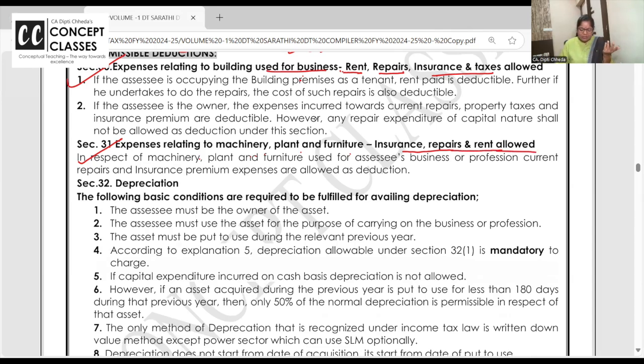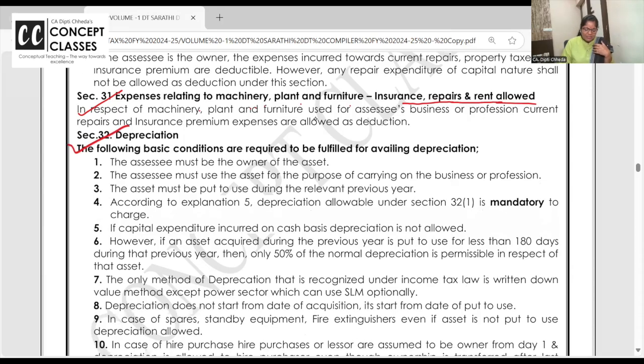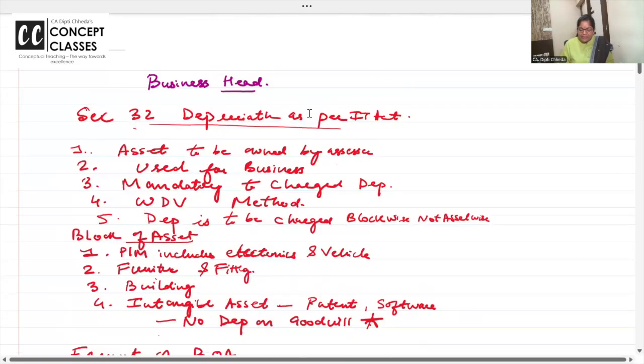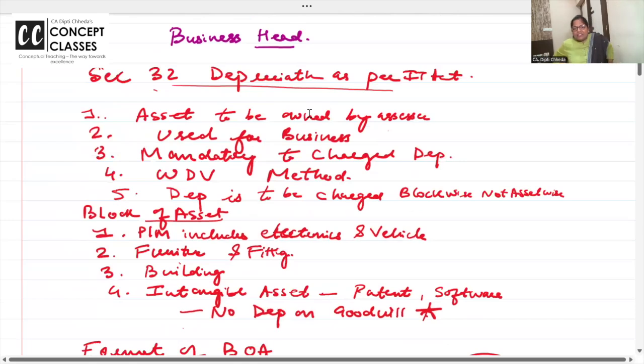Section 31. Expenses related to plant and machinery, furniture, any other asset which you are using for business, related to that, insurance, repairs, rent is all allowed. Okay, section 31. Now, section 32 is depreciation. The gist of that, my writing is not so great, but I can say the best of the notes I have given. Just remember that much. Depreciation, the way we charge in books is different from income tax, right?